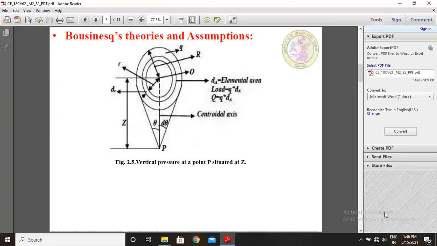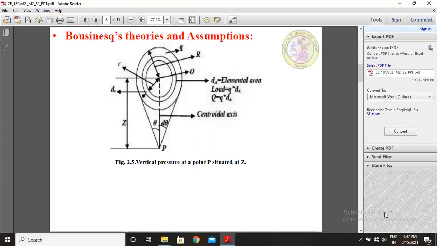Let us see Boussinesq's theory and assumptions for circular footings or circular area. If the load is acting on a circular area, in geotechnics the practical examples are water tanks, circular buildings, ring structures, foundations. So these are the examples of circular footings. Silos and bunkers are also used for circular footings.